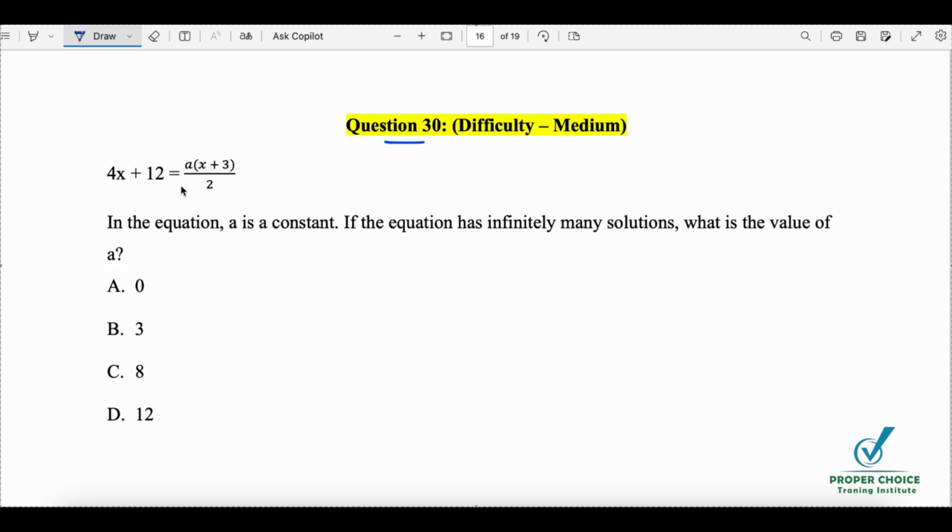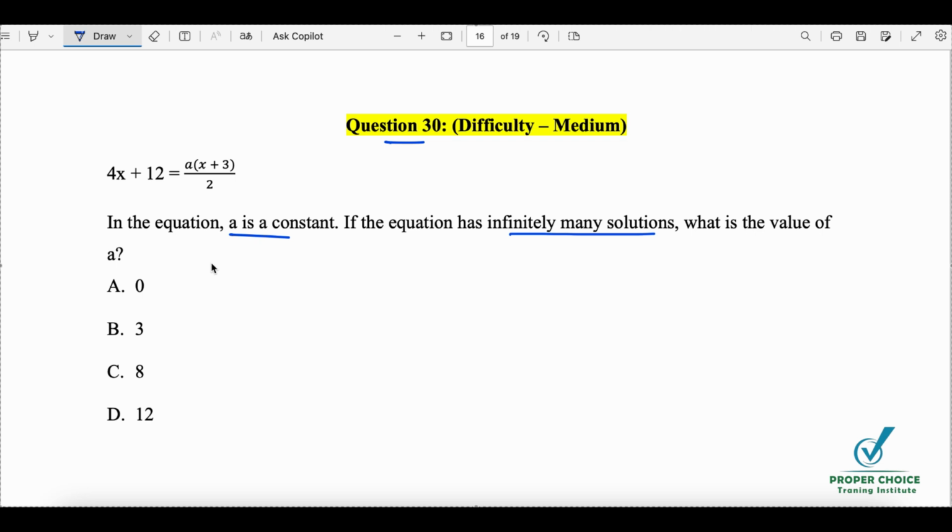4x plus 12 is equal to a(x plus 3) by 2. In the equation, a is a constant. If the equation has infinitely many solutions, what is the value of a? I think I have solved many questions on infinitely many solutions, no solution and so on. You must be perfect with this concept at the moment.